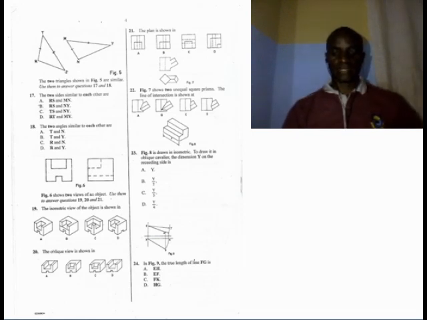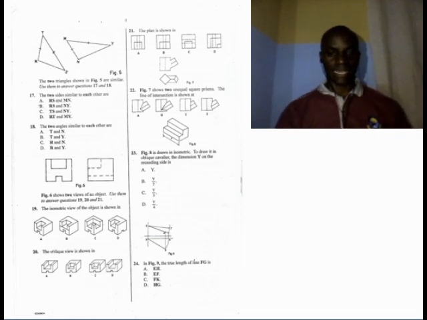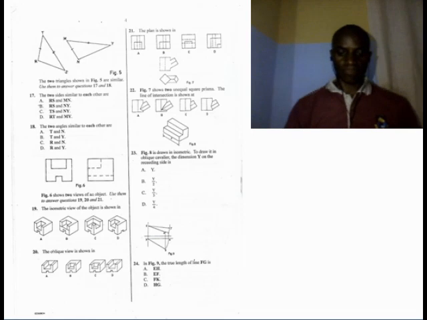A, RS and MN. B, RS and MY. C, TS and MY. D, RT and MY. In this case, the correct answer is RS and NY. They are the next longest side that are connected to the shortest side and the hypotenuse, or the longer side. They are equal. The answer is C.